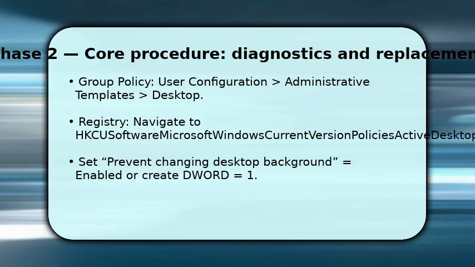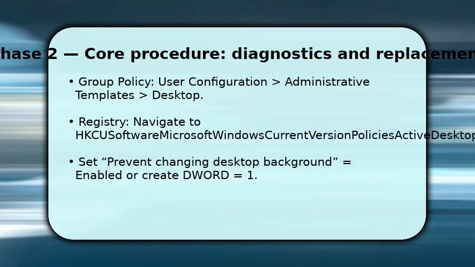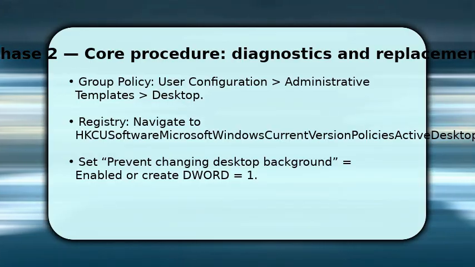If using Registry Editor, navigate to HKCU\Software\Microsoft\CurrentVersion\Policies\ActiveDesktop. Create a DWORD named NoChangingWallpaper and set it to 1.